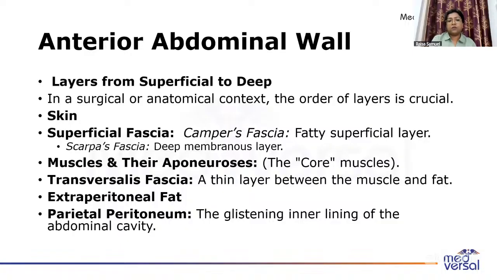These are the core muscles. Then the next layer will be the transversalis fascia, a thin layer between the muscle and the fat. Then there is extraperitoneal fat, and then we enter into the parietal peritoneum. Peritoneum is the glistening inner lining of the abdominal cavity. Inside this are the visceral organs.